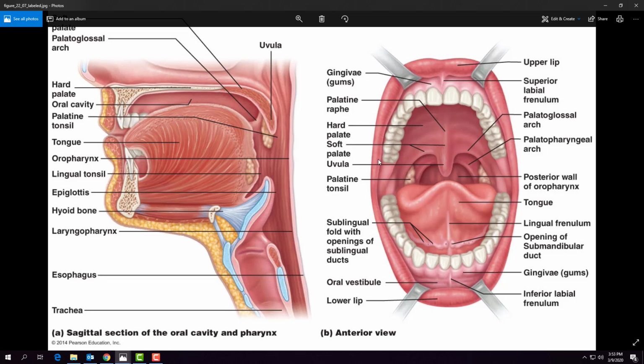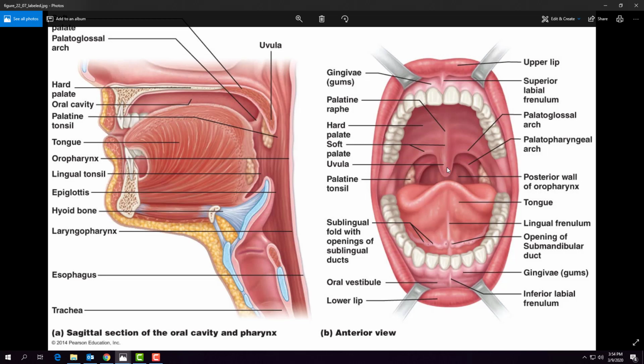The vestibule, sorry, excuse me, is this area between your cheek and gum. So there is your oral vestibule. The uvula, you know, is the tip of the soft palate, as we call it, the hanging down thing in the back of your throat.